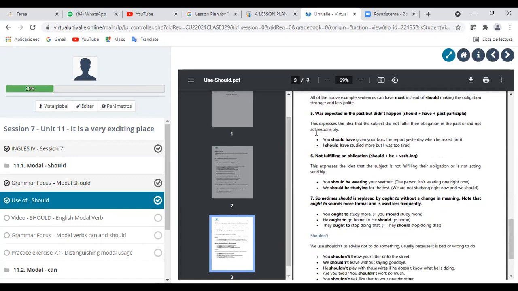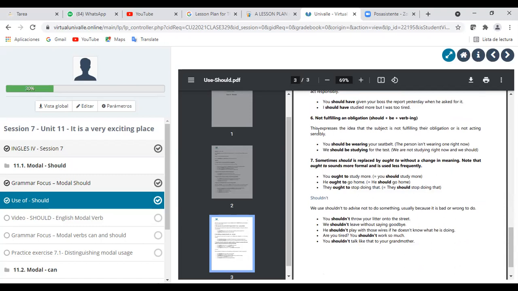Also, we use should to express that something was expected in the past but didn't happen. Should have plus past participle. Also, not fulfilling an obligation. Should plus be plus verb plus ing. And sometimes should is replaced by ought to, which is just basically what I was explaining to you some minutes ago. And this is basically how we use should, right?